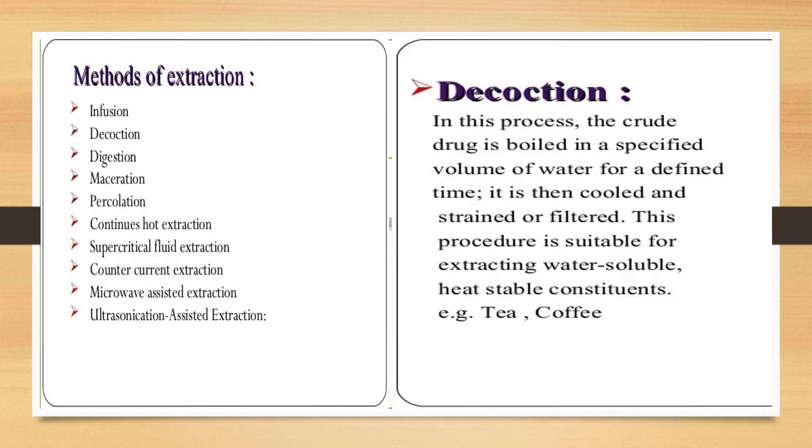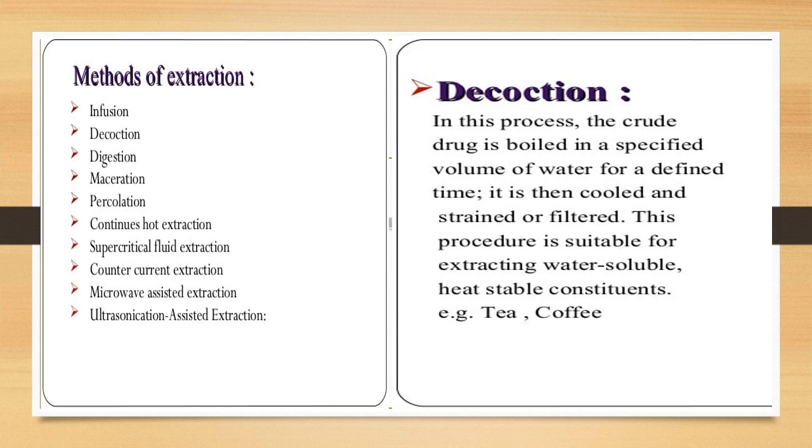Already I told you that different methods are there to extract phytoconstituents from herbal plants. They are infusion, decoction, digestion, maceration, percolation, continuous hot extraction, supercritical fluid extraction, countercurrent extraction, microwave assisted extraction, and ultrasonication assisted extraction. So the first one is decoction.